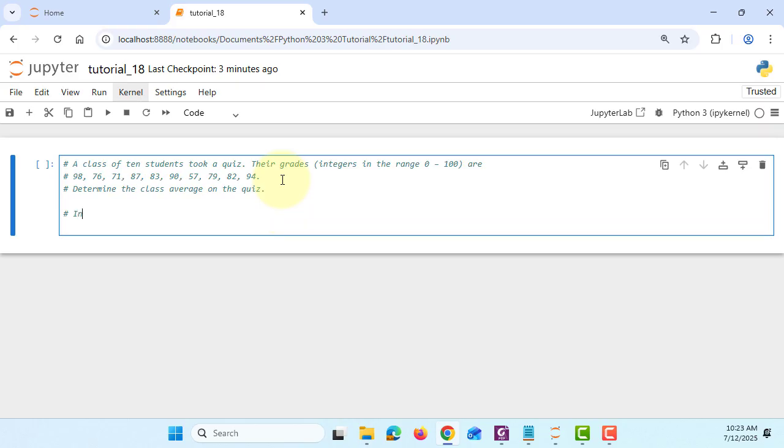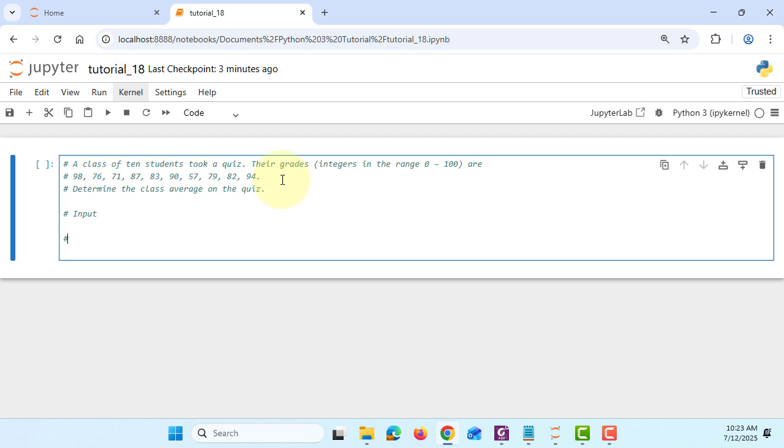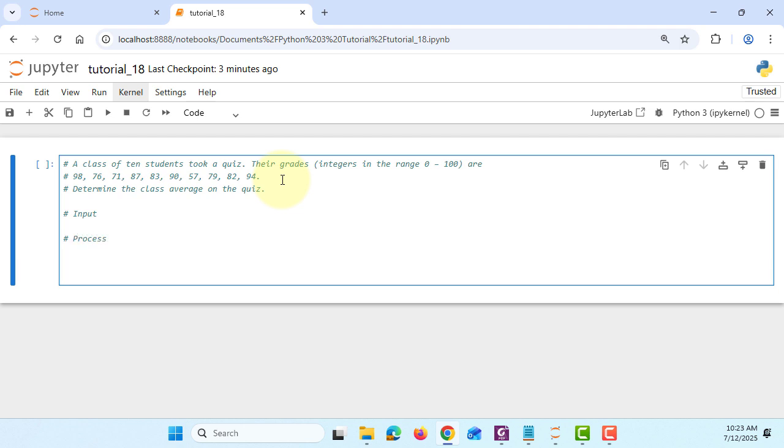I like to do it this way: input and process. Then eventually we need to have an output. We are doing this as sequential programming, not object-oriented. So let's start with something quite simple. The first thing is we need to process the grades of these numbers.